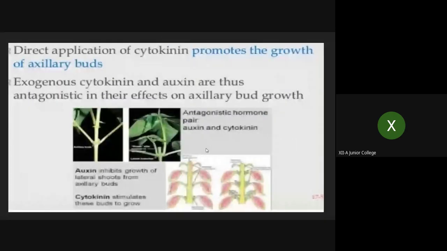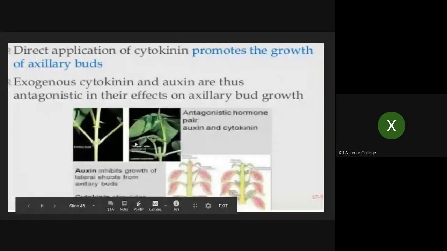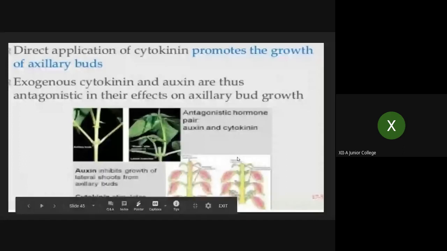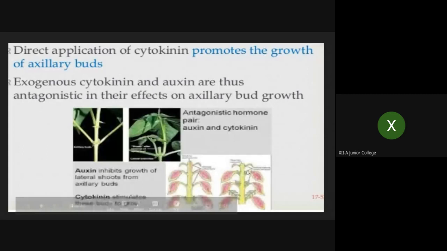Now, here, direct application of cytokinins promotes the growth of axillary buds. Now, in the same diagram, we were talking about when the apical part is removed, then it shows lateral growth. But for that, what is needed? Apical part is to be removed. But if you apply the cytokinins directly on the apical region, then that promotes the growth of the lateral branches. So this direct application is effective in case of cytokinins, in case of the plants for the lateral growth.